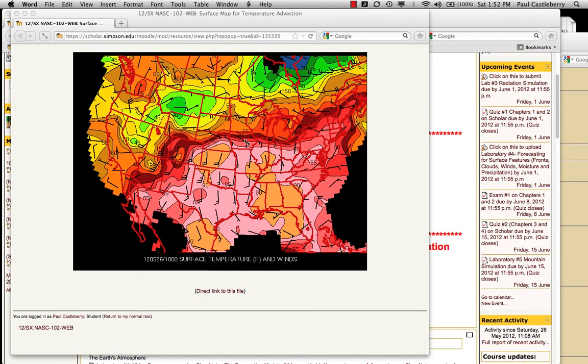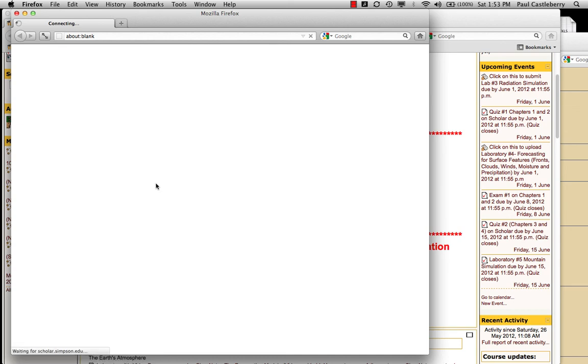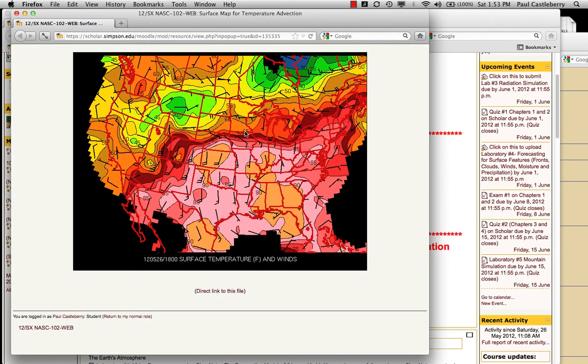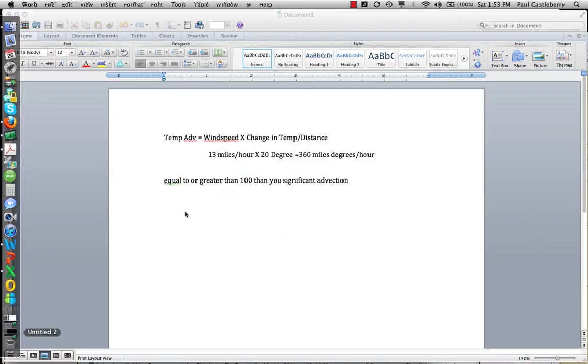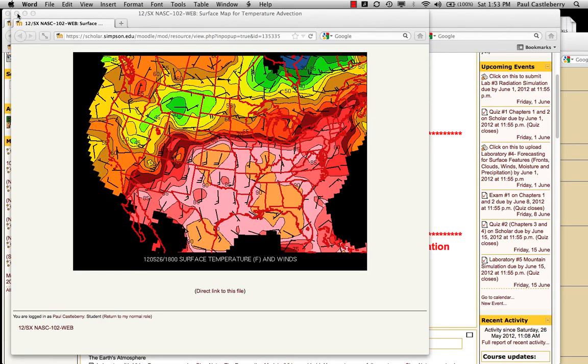So just by looking at this one map here, which we got from this Maps to Use for Forecasting, specifically Surface Map for Advection, we see that the isotherms, in other words, temperatures changing rapidly across Iowa, and you have at least 10 knot winds that are bringing in the warmer air. And we did the part of the calculation. We took the wind speed times the change in temperature, and that was 360. Then we have significant advection. So that gives you an idea.